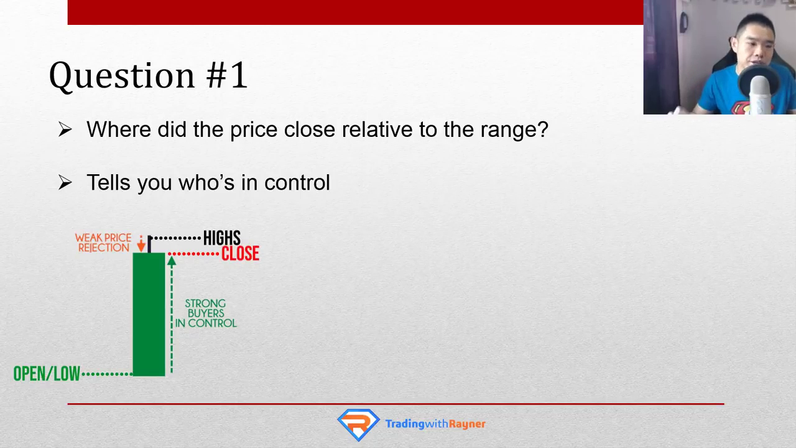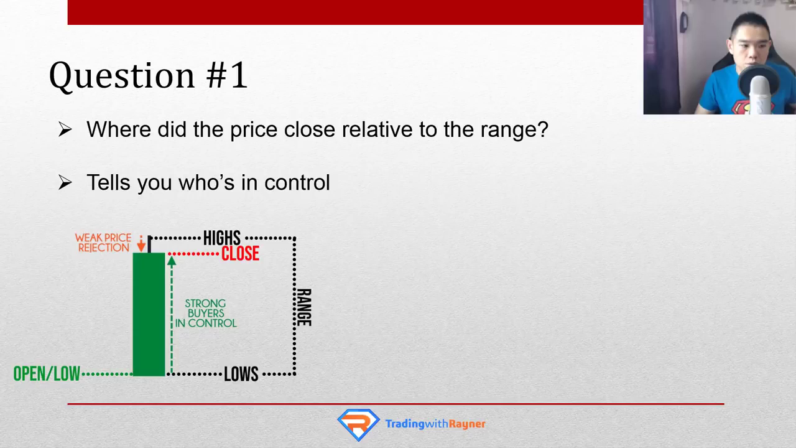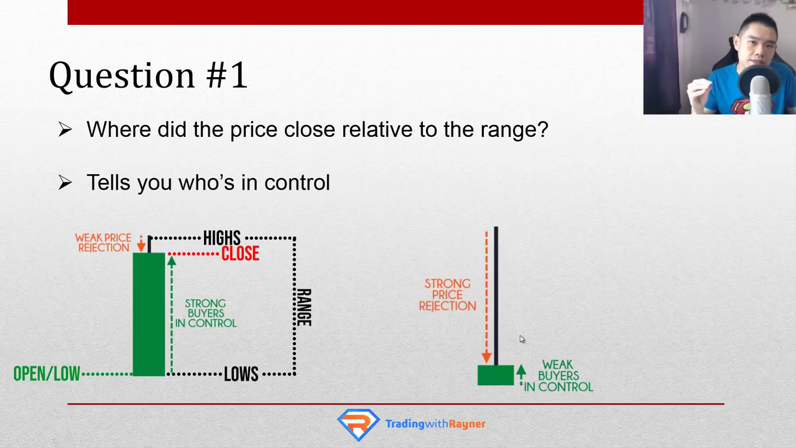So what exactly is the range? The range, simply put, is the distance between the highs and the lows. So this is the highs, and you go all the way down, and this is the lows. So this is the entire range. And you notice the price actually closed here, which is near the highs of the range. This is where it closed. The price actually closed near the highs of the range, and this tells you, hey, who's in control? The buyers are in control, and that's why they are able to close the price right near the highs of the range.